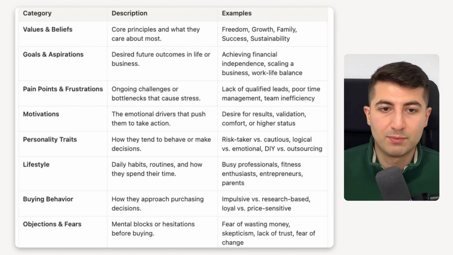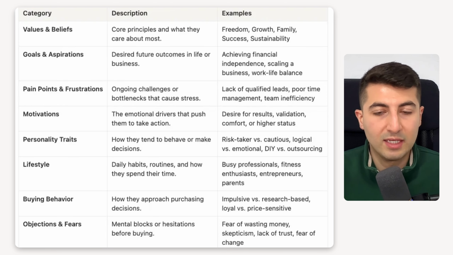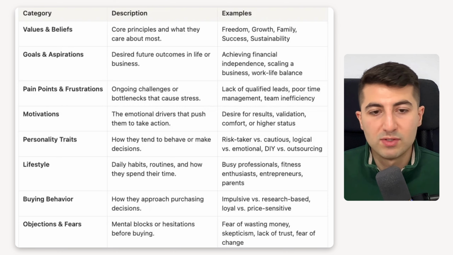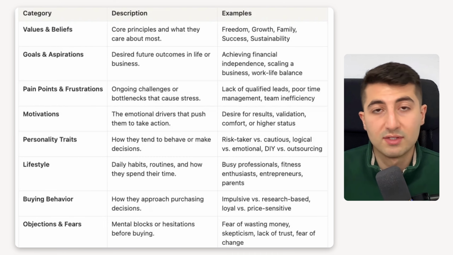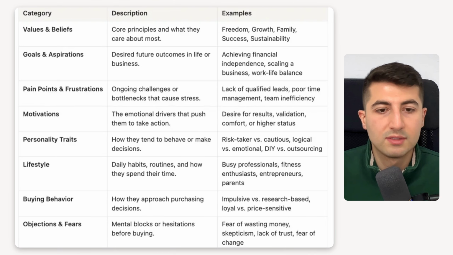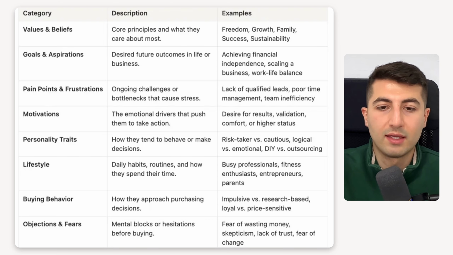You have goals and aspirations, for example, the ideal life or business outcome they are chasing. You have pain points and frustrations, for example, daily struggles or bottlenecks that keep them stuck. You have motivations, which is basically what drives them to convert, for example, status, comfort, results, validation, etc. You have personality traits, for example, risk taker versus cautious, logical versus emotional, do-it-yourself versus outsourcing. You have lifestyle, for example, busy professionals, fitness enthusiasts, parents, entrepreneurs, etc. You have buying behavior, impulse versus research-based buyers, loyalty to brands, price sensitivity, and you have objections and fears, what might make them hesitate to buy or trust you.